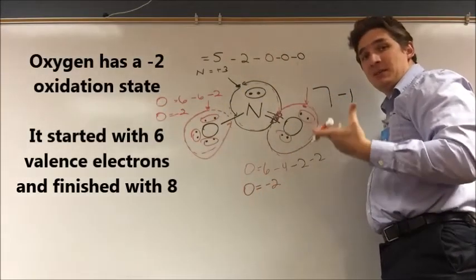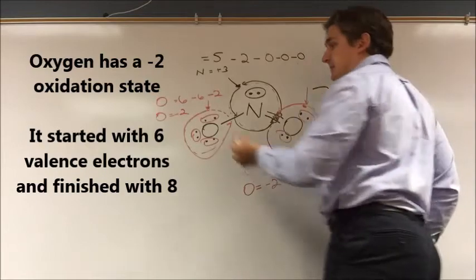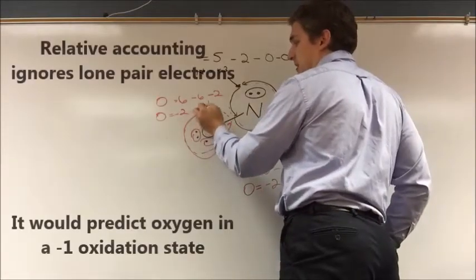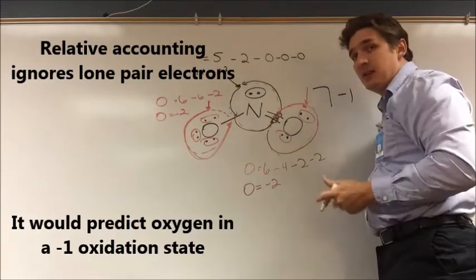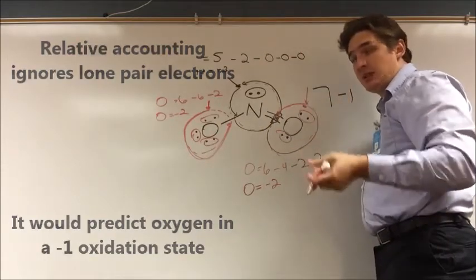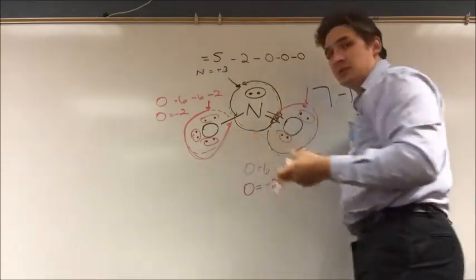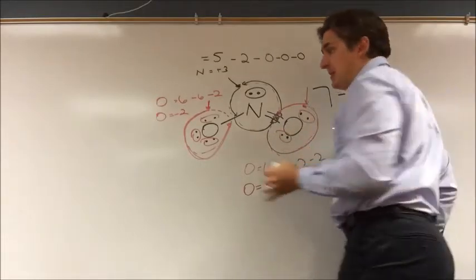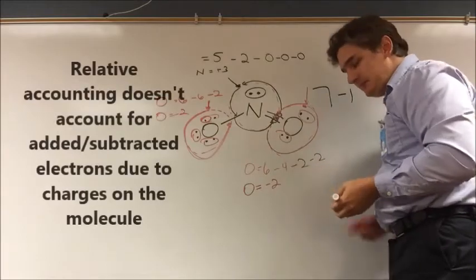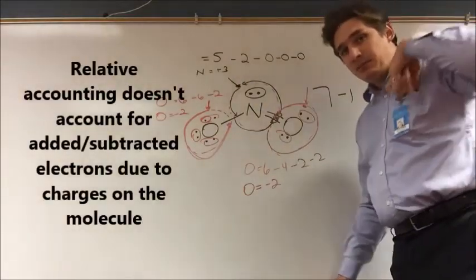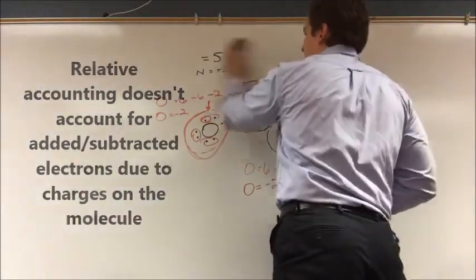Now if you compare this to relative accounting, we didn't care about the lone pairs, so we just started here and worked our way around, and we'd only have oxygen at minus 1 oxidation state. The reason why this works and relative accounting doesn't is that when we drew the Lewis structure of NO2 minus 1, of nitrite, we had to take our extra electron, that minus 1 charge, and put it here on this oxygen. So what about atoms bound to themselves?